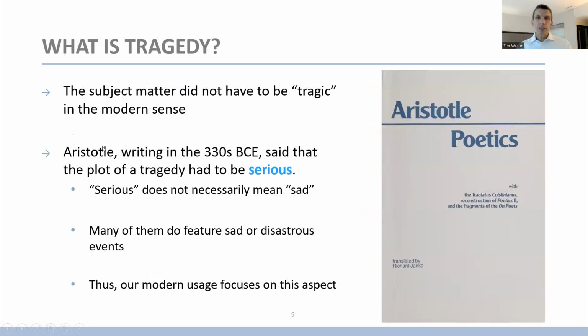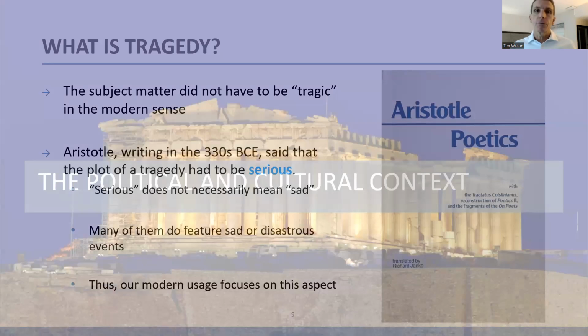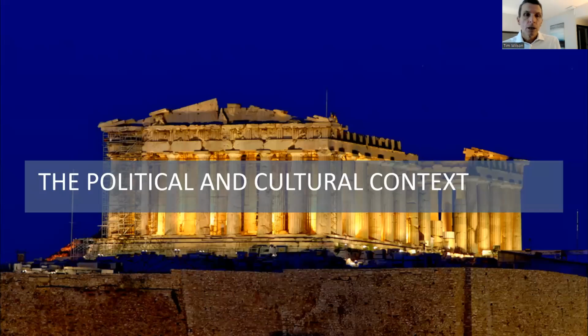So to reiterate, the subject matter didn't have to be tragic in the modern sense. Aristotle, who's writing in the 330s BCE, said that the plot of the tragedy had to be serious. Serious doesn't necessarily mean sad. Many of them do feature sad or disastrous events. So I think from that, our modern usage focuses on this aspect of it, and that has survived as the defining feature of what it is to be tragic.